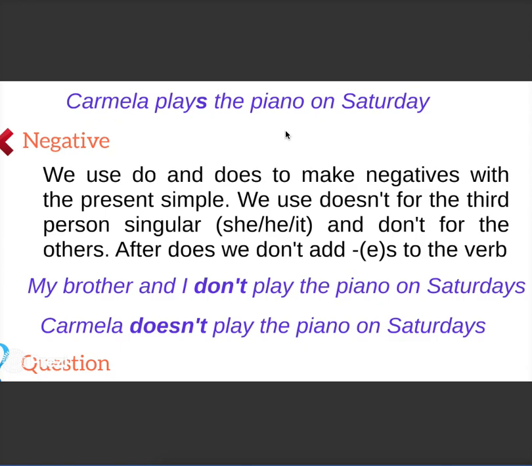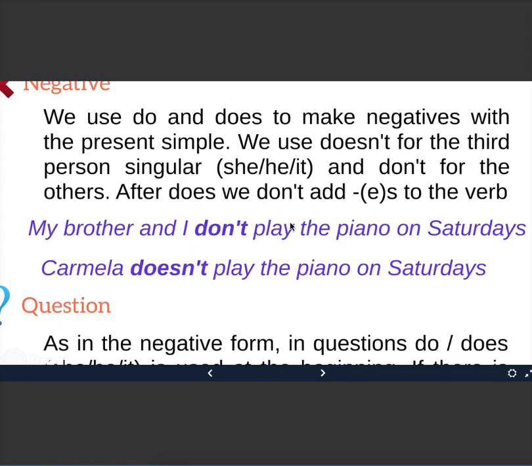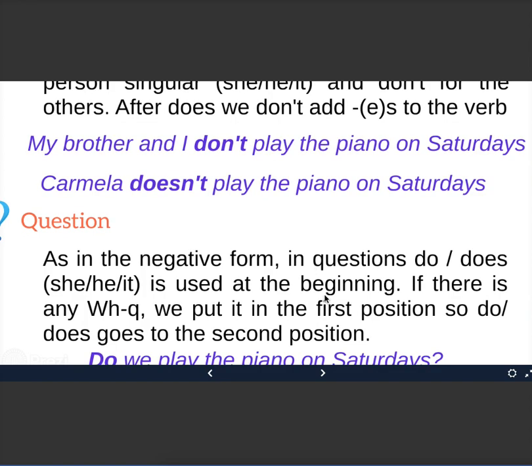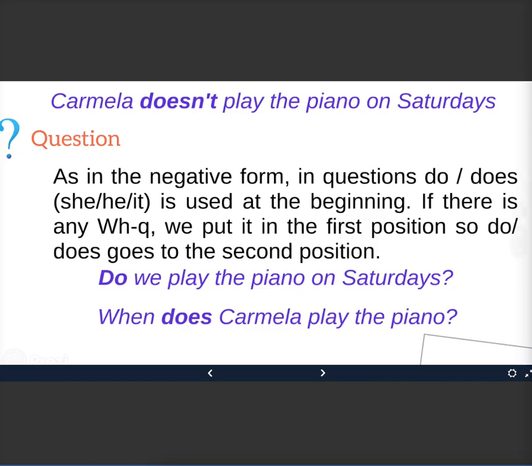My brother and I don't play the piano on Saturday. Carmela doesn't play the piano on Saturdays. Okay, thank you, Nico. Let's continue now with the next part. Don't forget, don't and doesn't. Do and does are our auxiliary verbs. And as those are our auxiliary verbs, we are going to use them once again here with questions. Okay? So, do you want to read, Nico?